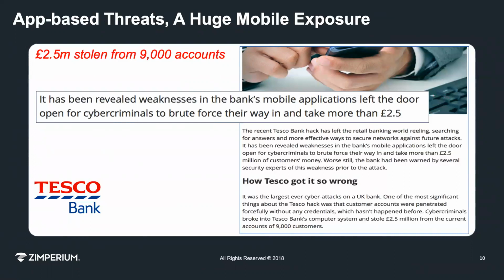Through exposures in the mobile app, the attackers were able to reverse engineer the Tesco mobile banking app. Once they reverse engineered it, they realized that once authenticated against those backend APIs, they not only had access to the one account that was supposed to be theirs, they gained access to all customer accounts. So what that meant was they were able to quickly take 2.5 million pounds from over 9,000 customer accounts.